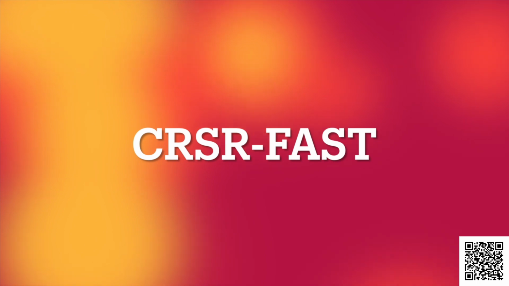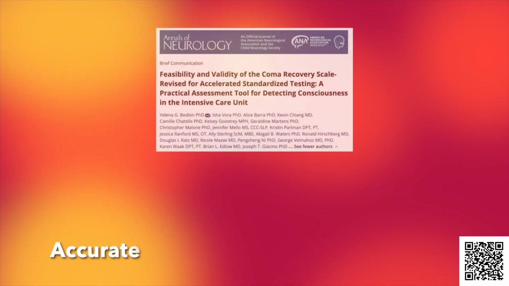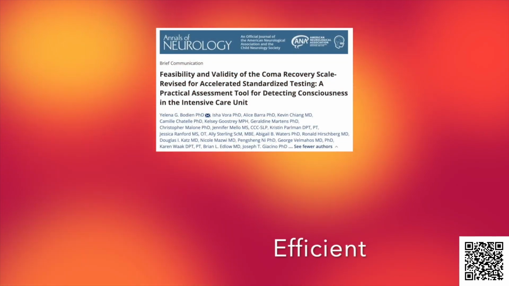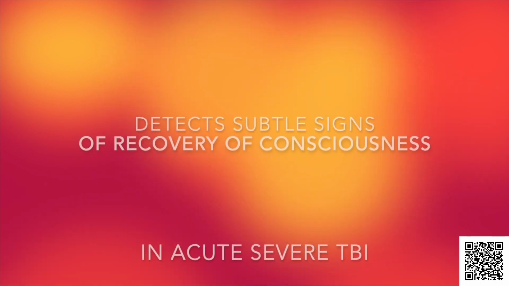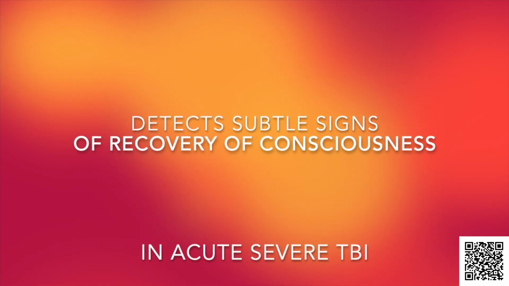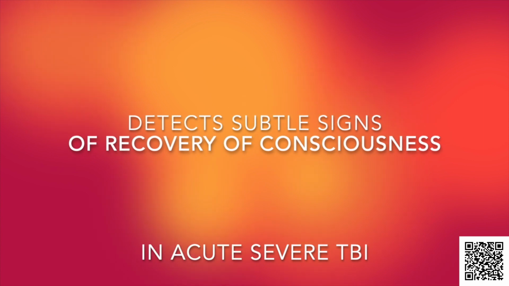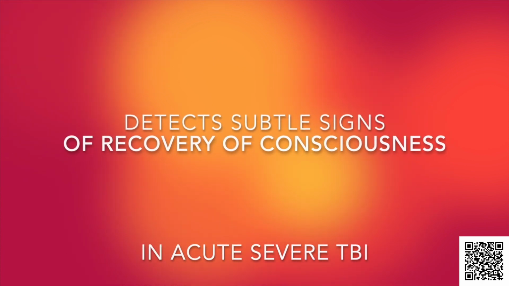The CRS-R FAST is an accurate and efficient method of detecting recovery of consciousness from severe traumatic brain injury in the acute phase. It can facilitate clinicians in capturing subtle behavioral signs that might be otherwise missed on routine bedside examination.